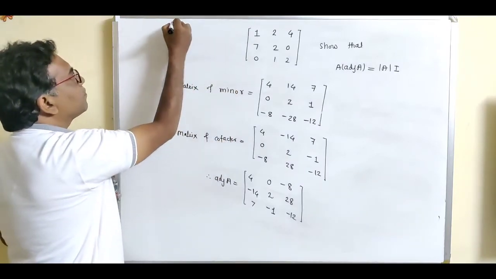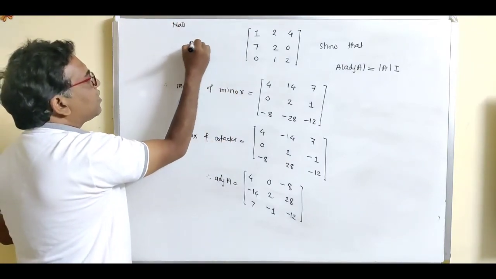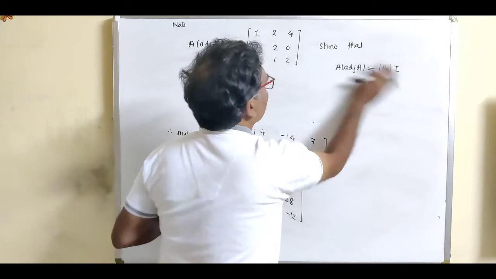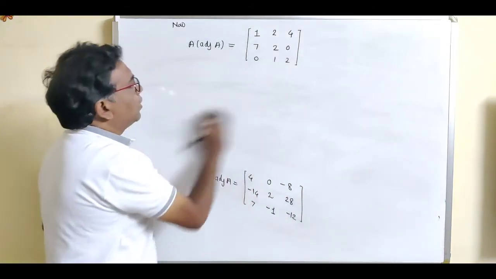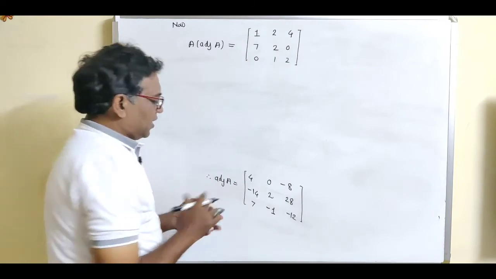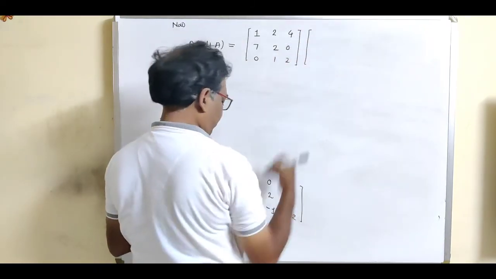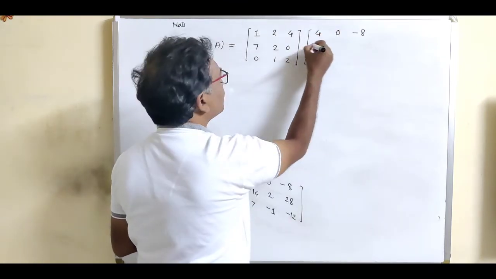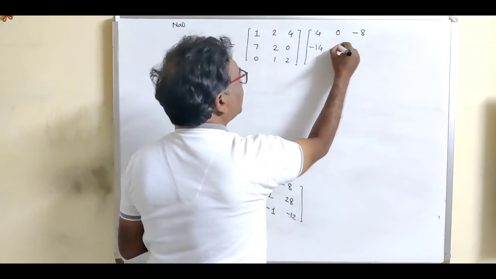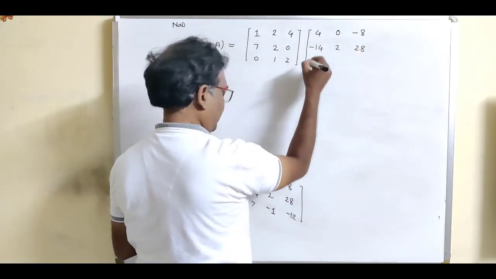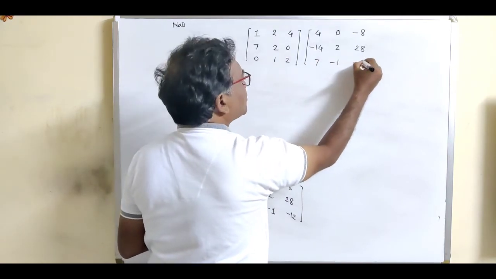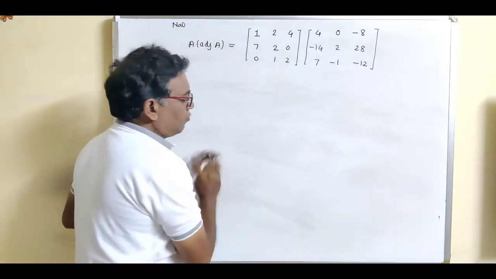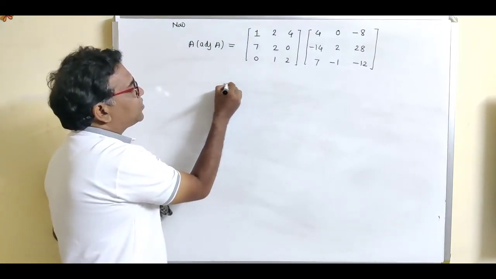So write down. Now this is our left hand side. A into adjoint A is equal to, now this is our matrix A into adjoint of A. We have found this value: 4, 0, minus 8, minus 14, 2, 28, 7, minus 1, minus 12, that is the adjoint of A. So let us find this product.